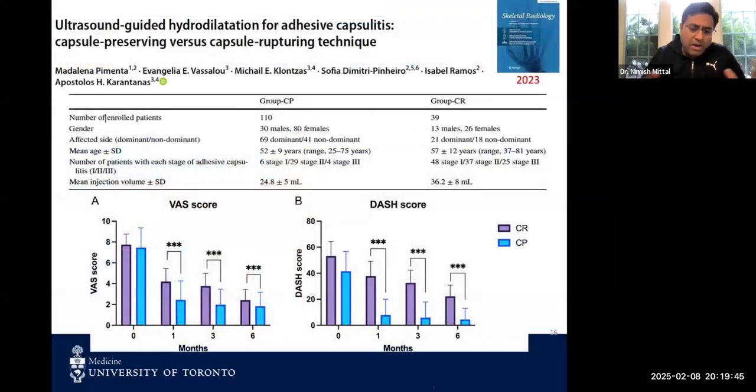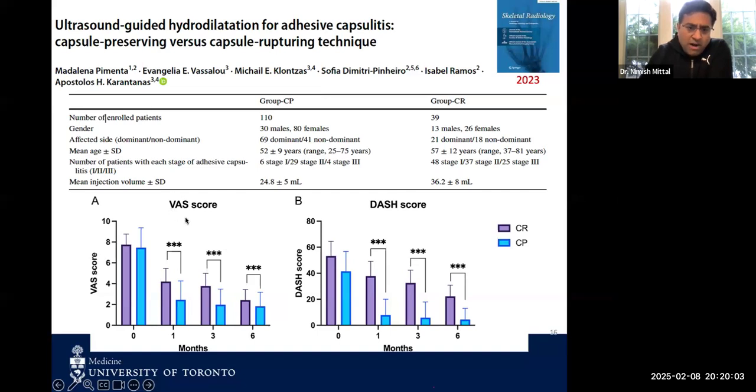Another question is, I often see people talk about the volume of injection and whether we should do a capsular rupture or a capsular preservation approach. This is a study published in Skeletal Radiology 2023. They divided patients into 2 different groups. One is the capsular preservation approach, the CP, and the other is the capsular rupture approach. I want you to focus on this graph here.